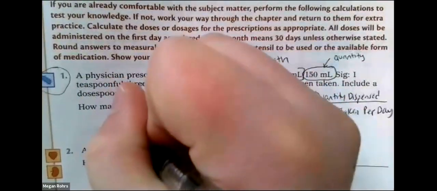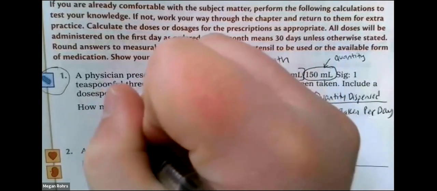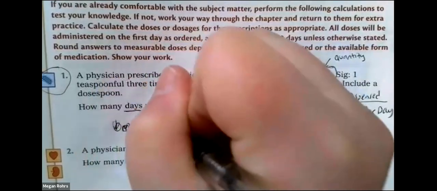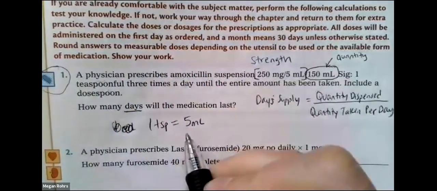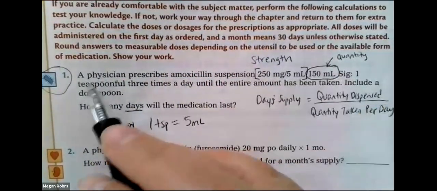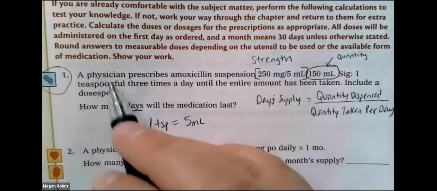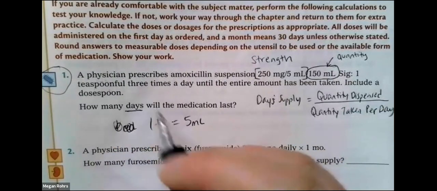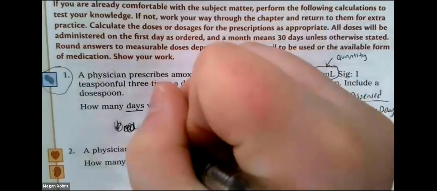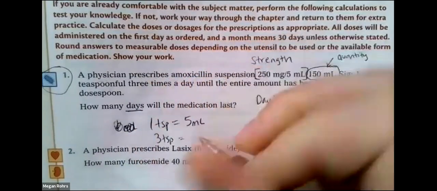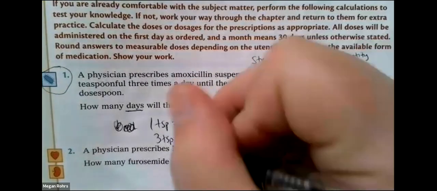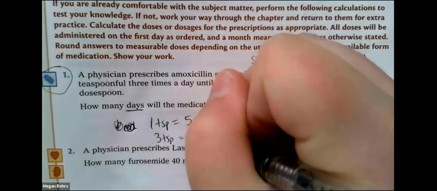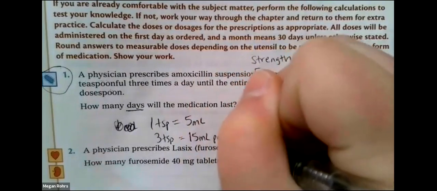So 1 teaspoon is 5 milliliters. They're taking 1 teaspoon 3 times a day, so they're taking 3 teaspoons in a day. So 3 teaspoons would have to be 15 mL. We're taking 5 times 3. So 3 teaspoons is 15 mL per day.